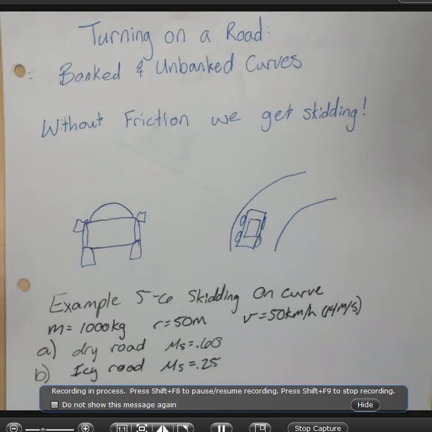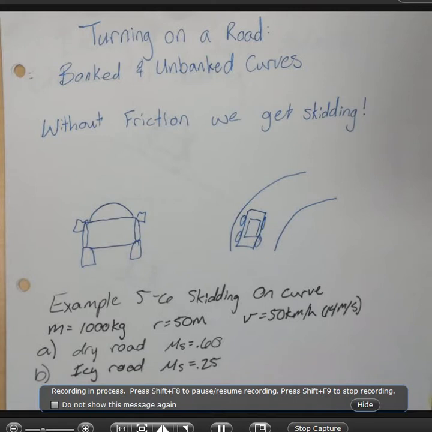Section 5.3 takes into account a specific type of circular motion that you experience on a very regular basis. It's turning on a road, and we're going to talk about banked and unbanked curves. So when you turn on a road, it creates a sensation that you're getting pushed outward.